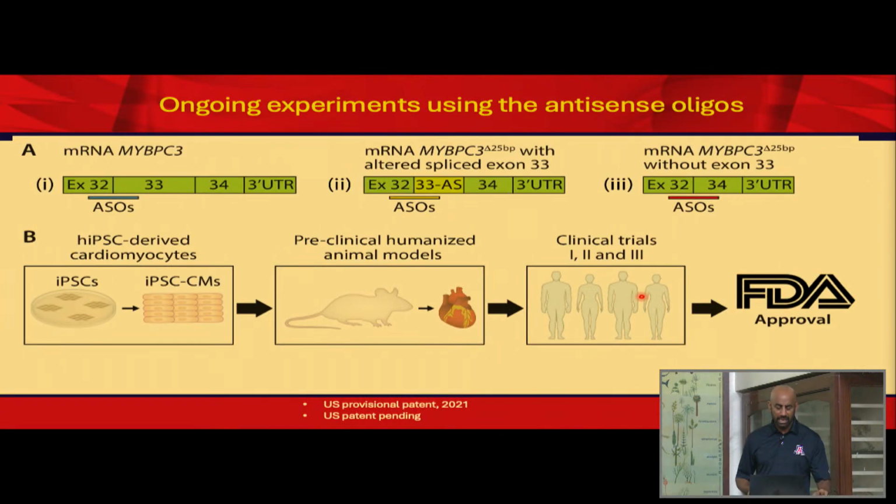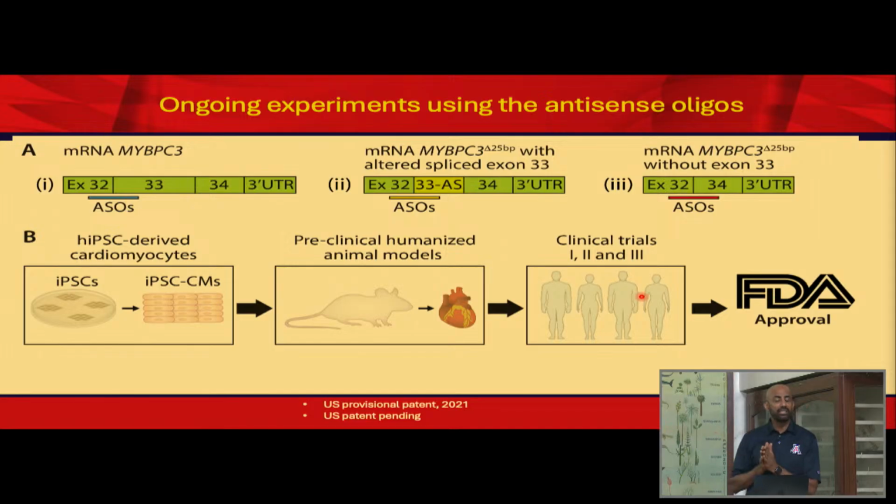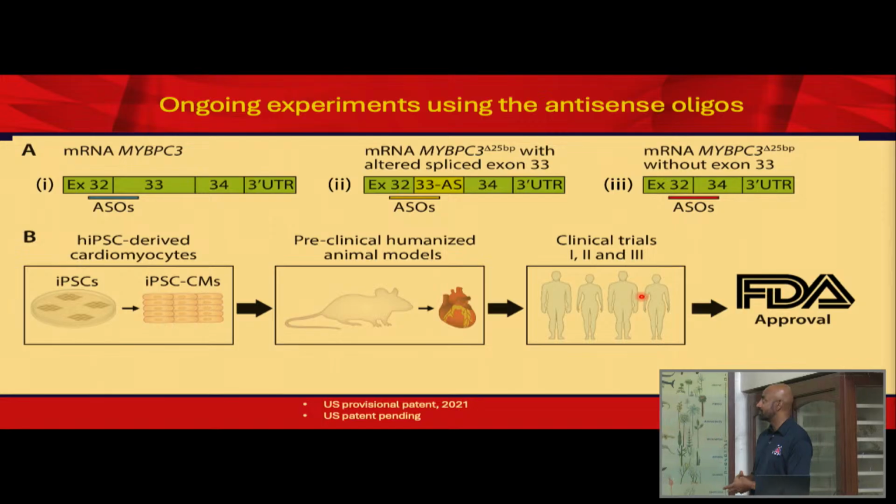Currently, we have iPSCs from human subjects. I showed you the organoids and the mouse model. The idea right now is that we are developing antisense oligos against the mutant or altered mRNA, which can be introduced into either the cardiomyocytes or animals, and can be used to remove the mutant mRNA for a beneficial effect. That is where we are now moving forward. We have a provisional patent, and the full patent is pending right now.